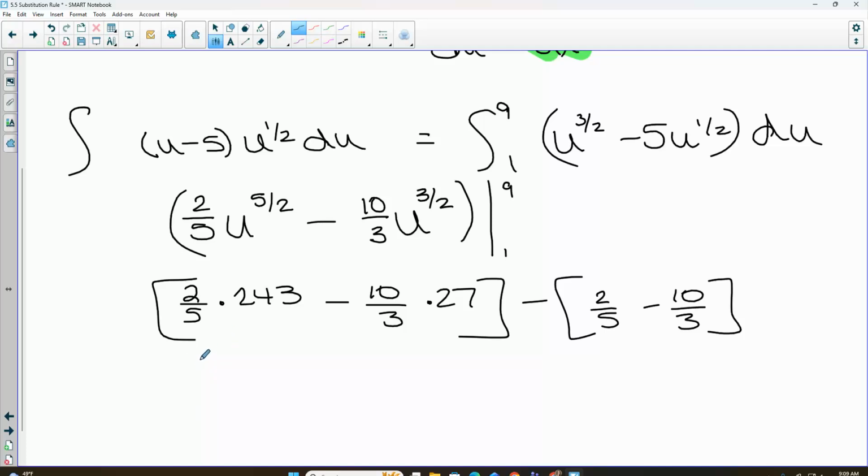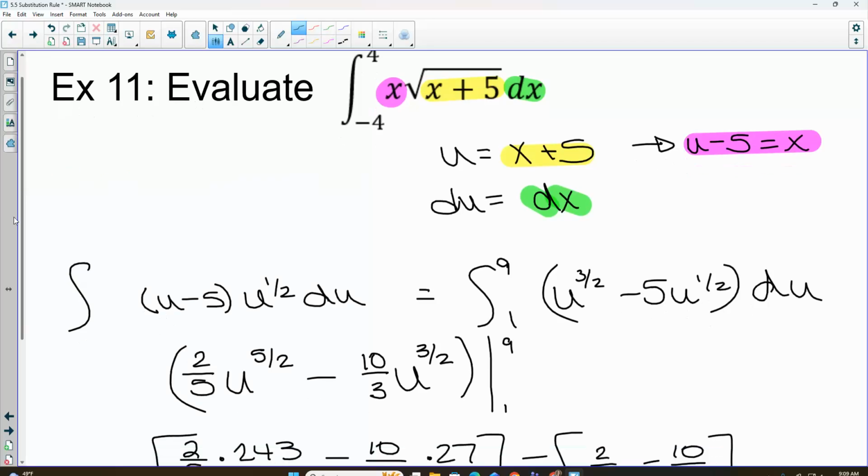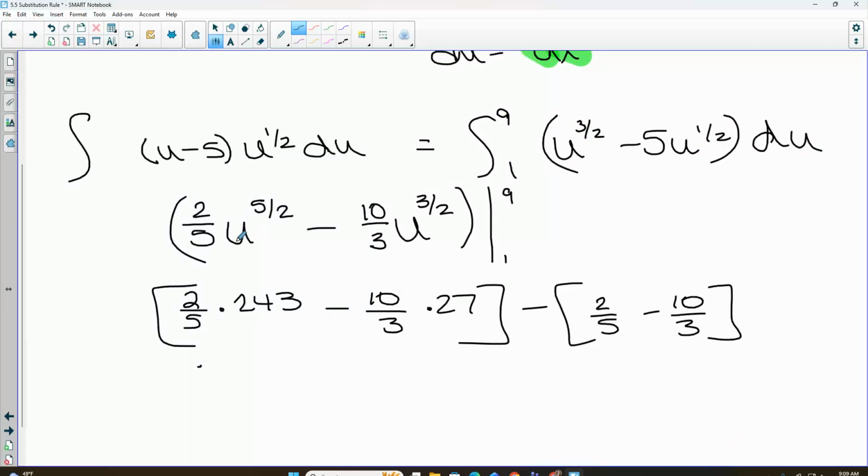Thank you, sir. Would it be from -4 to 4? If you put the x back in from -4 to 4, yes. I changed my limits this time, but if you put your x back in, you're plugging in the -4 and 4. And let's work it out and see if we get the same answer at the end.